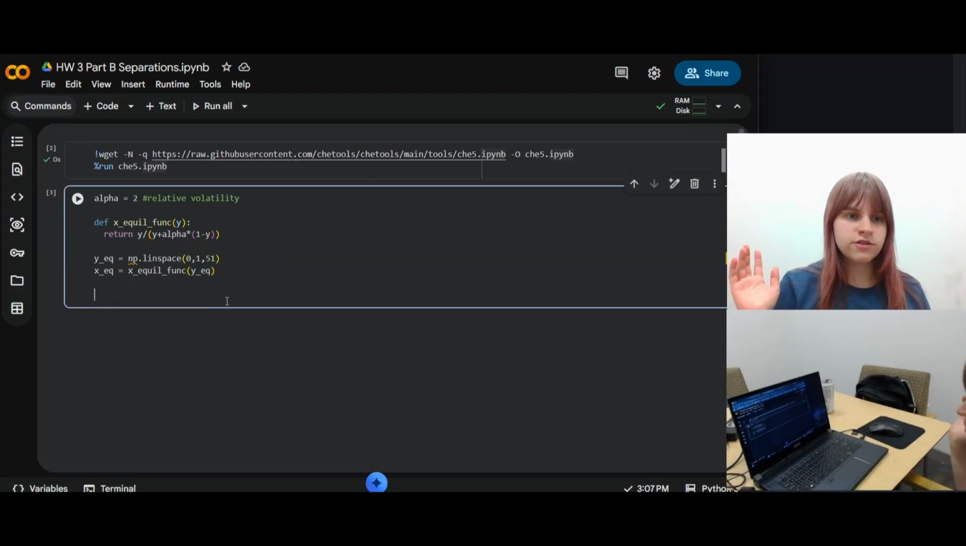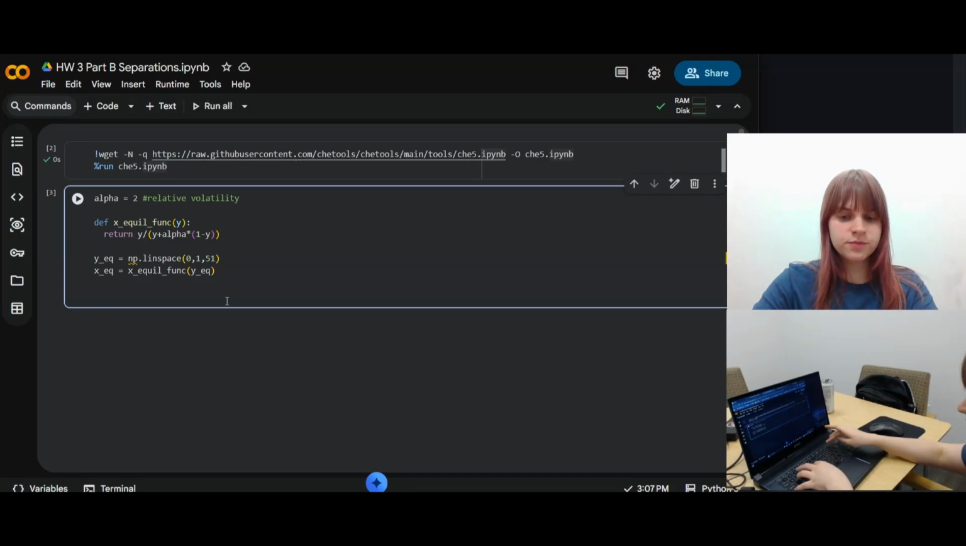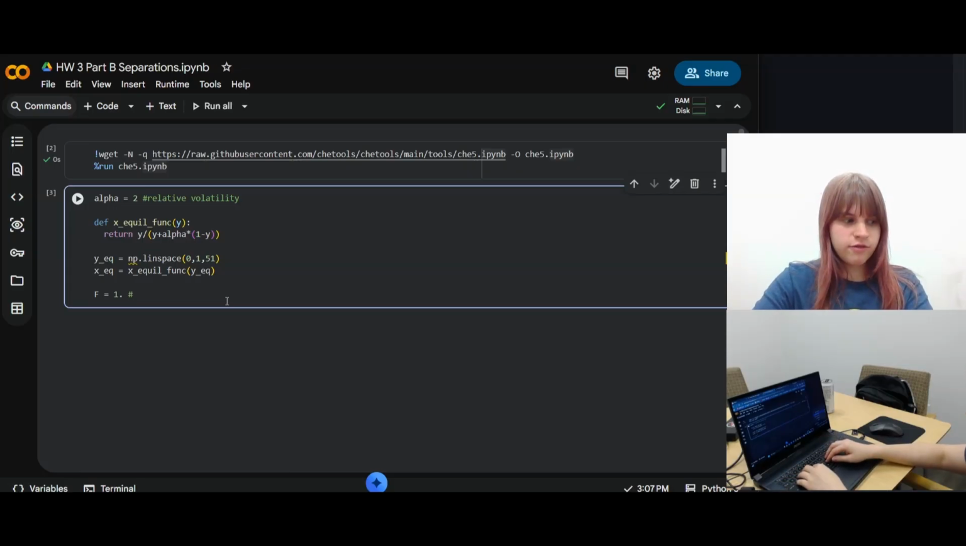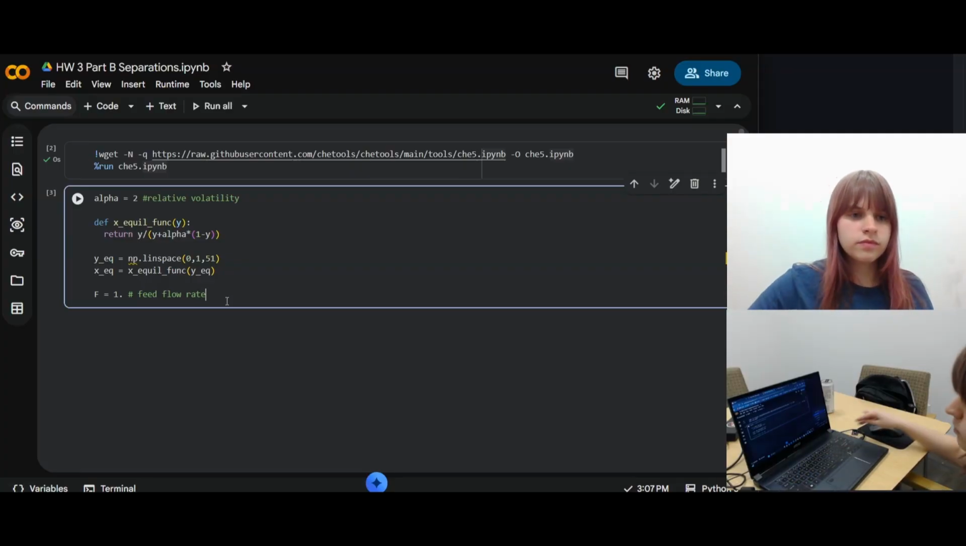Now I want to get started with basically our column specs and feed conditions. So setting F to 1, this is our feed flow rate. So that would be in moles per second. I'm just using 1 because that's a pretty simple value, but in reality it would be much, much higher than that. 1 mole is very small.